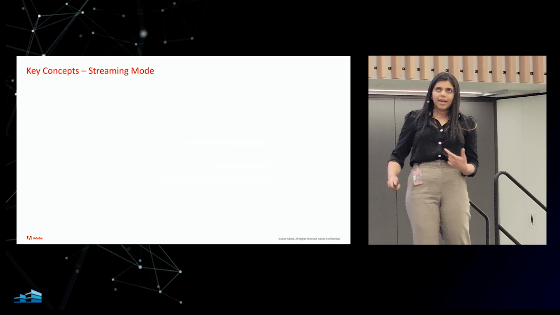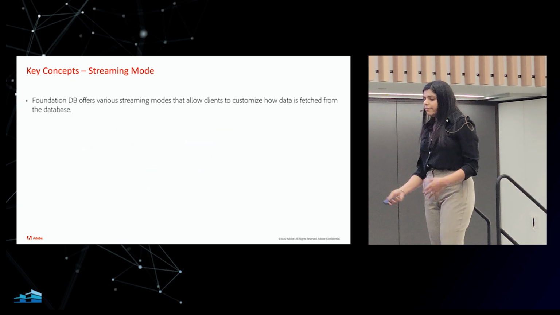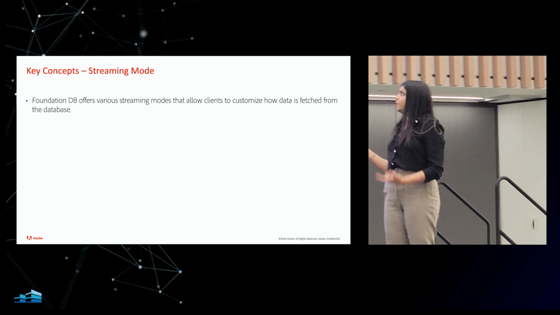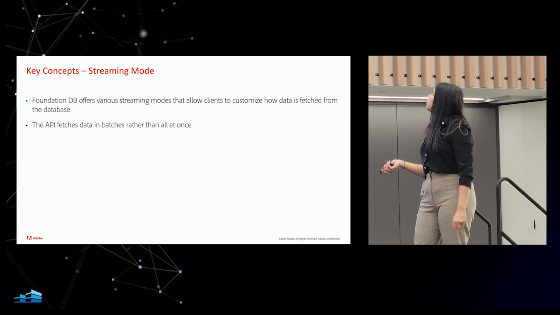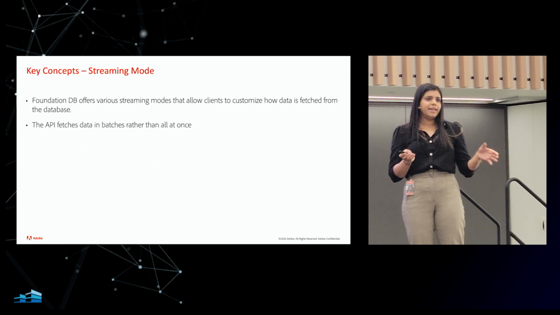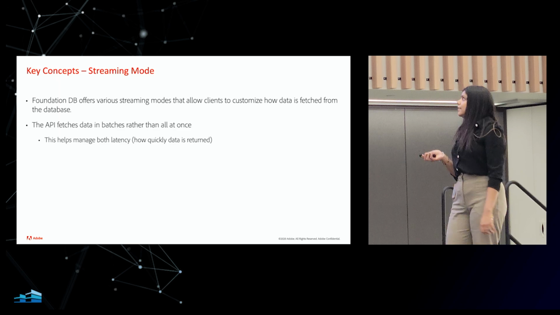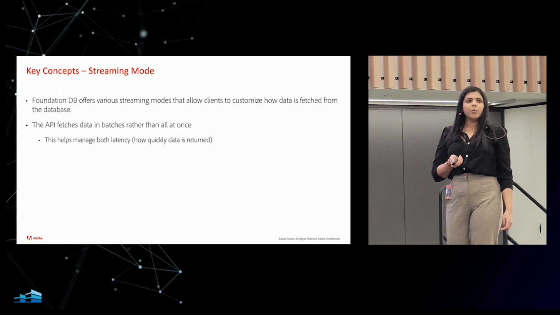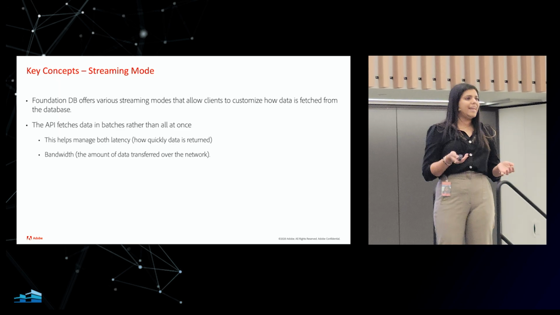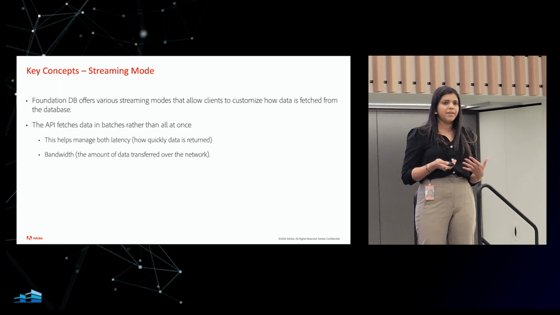All right, so another key concept in FoundationDB is streaming mode. When we learned about limits and batching, there is another neat API that FoundationDB provides, which is streaming mode. It allows clients to control how data is fetched from the database. So basically, the API helps in splitting the data again into chunks, and there are different modes available. What it helps us with is managing the latency, how quickly the data is retrieved from the database, and also bandwidth. That, I think, goes with any typical batch operation because we can control how much data we are reading. So it will also help with the amount of data transferred over the network.